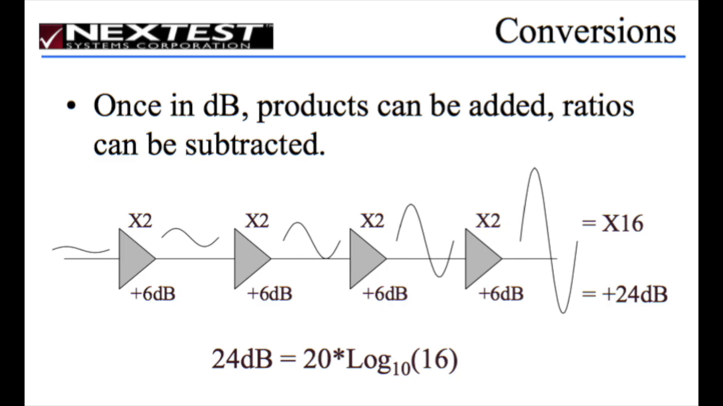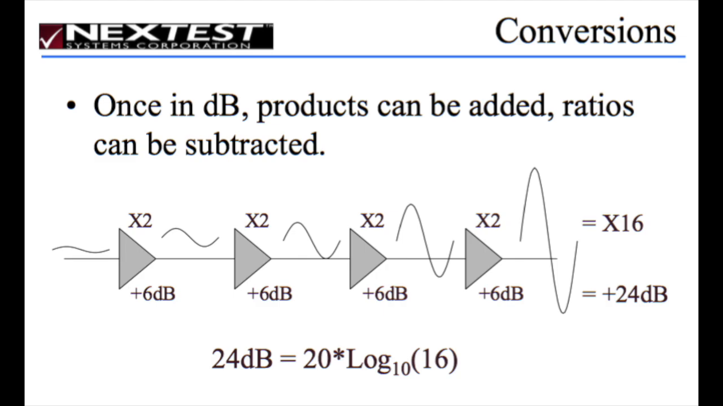Once you have the numbers in dB, products can be added and ratios can be subtracted. So for example, here's a waveform coming in very small. We go to an amplifier. We come in with 6 dB of gain. The waveform gets amplified a little bit. We go into another amplifier. It gets gained up again by another 6 dB. We go to another amplifier, gets gained up again by another 6 dB. We go to another amplifier, gets gained up by a factor of 2, that's 6 dB.